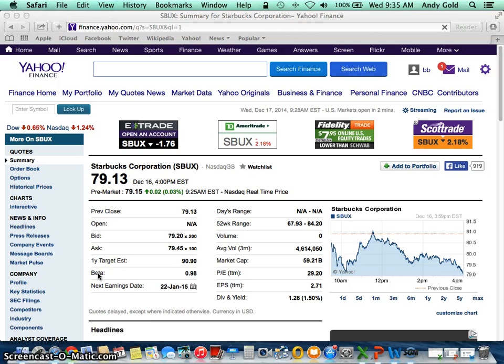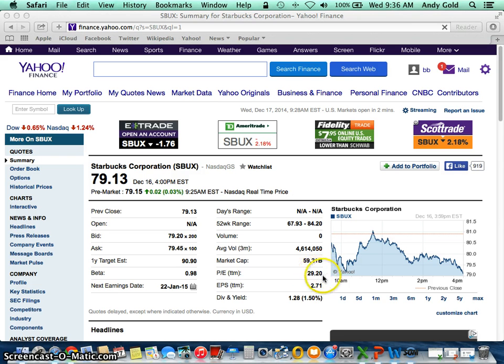Off to the right of beta, we have something called the market cap valuation. A market cap is simply one way to value a company, and it's calculated by taking the stock price, which in this case is $79.13, and multiplying it by the number of shares outstanding. When you do that for Starbucks, you get to $59.2 billion. Now that data point alone really isn't worth all that much, except when you look at Starbucks compared with another company within the same industry, and we'll do that in a moment.